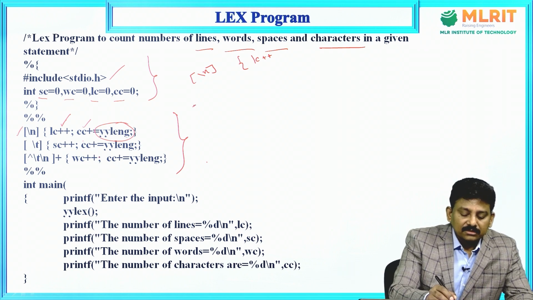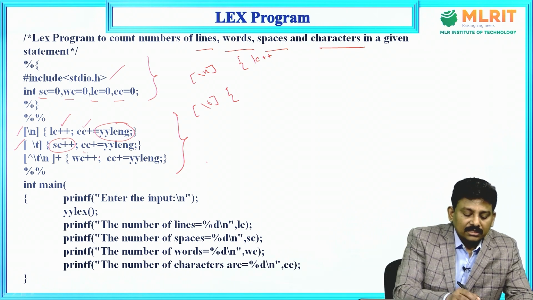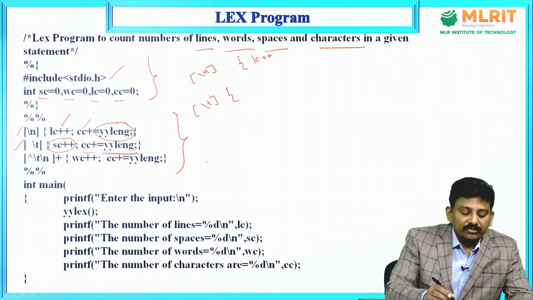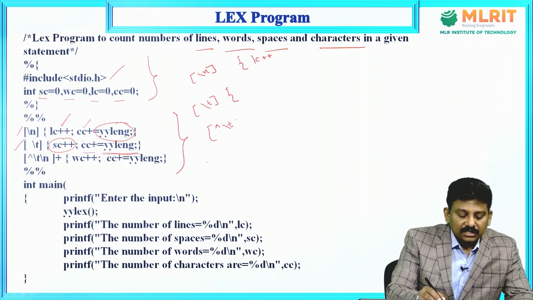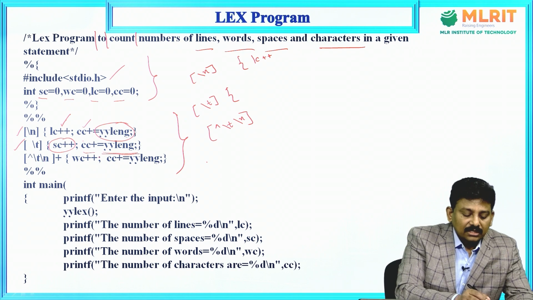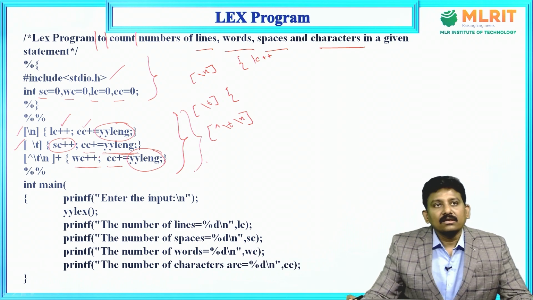And when a space or tab input matches this pattern, space count will be incremented by 1, and character count is also incremented by using the length of this input. And finally, word count, as usual, the pattern is not space, tab, or new line. So the words will be separated by space, tab, new lines, so whenever something other than these occurs, that is a word, the word count will be incremented by 1 and character count will be incremented by the value of yyleng. So that is happening in the rule section.